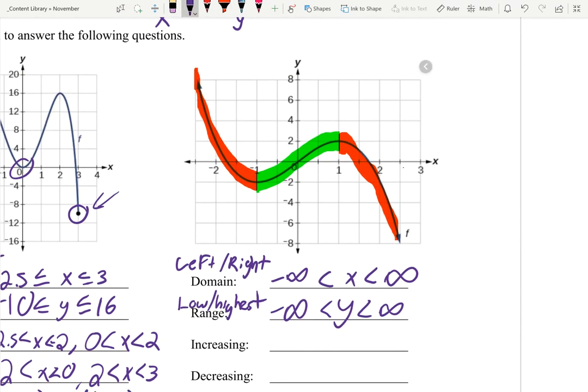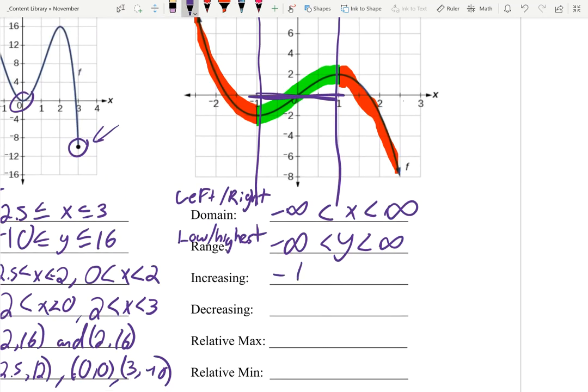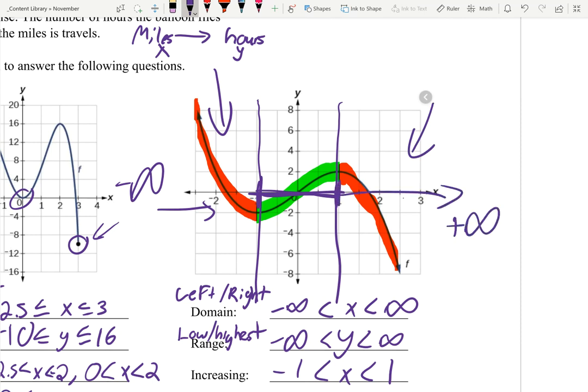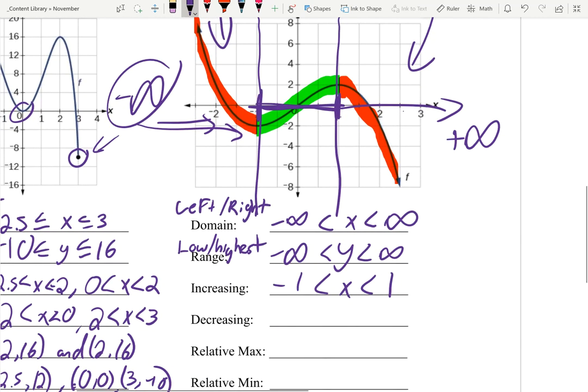So the increasing interval occurs between -1 and +1 in this region here. So it's increasing from -1 to +1. Now it's decreasing everywhere else. It's decreasing in this interval here, which remember goes all the way from negative infinity up to -1. And it's decreasing in this interval, which goes from 1 on forever towards positive infinity. So all the way from negative infinity all the way up to this line, it's decreasing. So that's saying from negative infinity to -1.